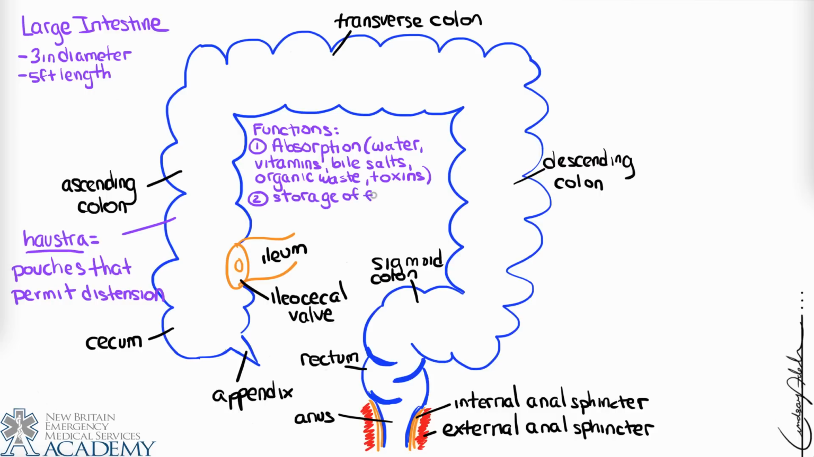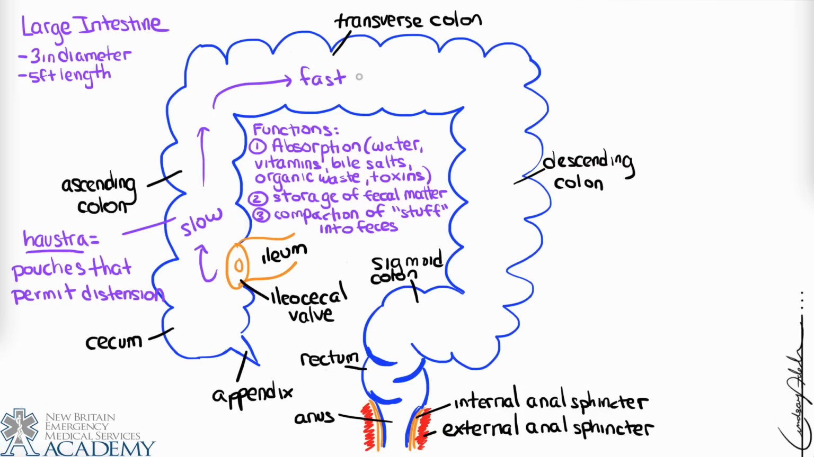Also, we have storage of fecal matter, which I think is kind of logical. And then lastly, we have compaction of stuff into feces. So the stuff could be anything that's basically left over that isn't absorbed in the small intestine and the large intestine. We're going to actually make feces out of it. So the stuff in the large intestine largely moves through the ascending colon in slow motion. And then when it moves to the transverse and the descending colon, it starts to move faster.